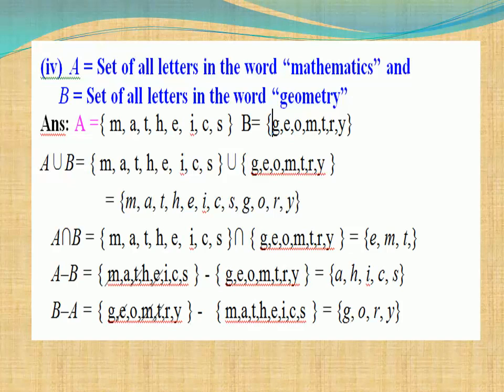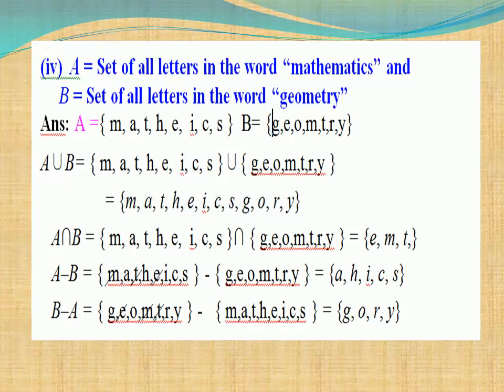Now A union B equal to the set of all elements from A and B. M, A, T, H, E, I, C, S, G, E already repeated, O, M already repeated, T already repeated, so R, Y. These are the elements of A union B. Now A intersection B is common elements from A and B. Common elements here are E, M, T. These are the elements of A intersection B.